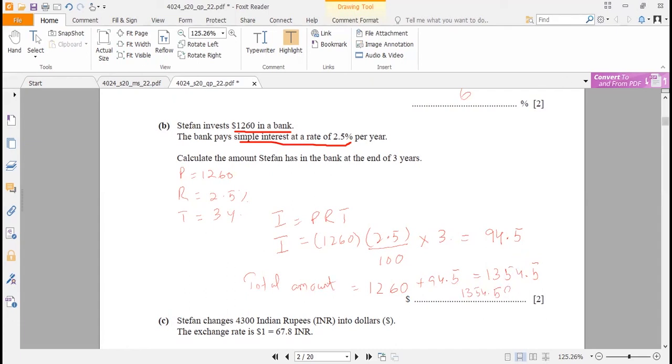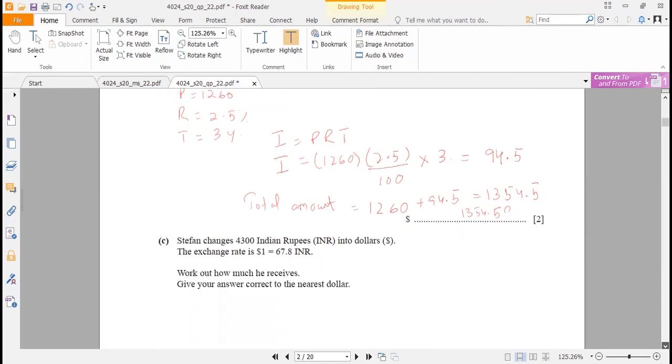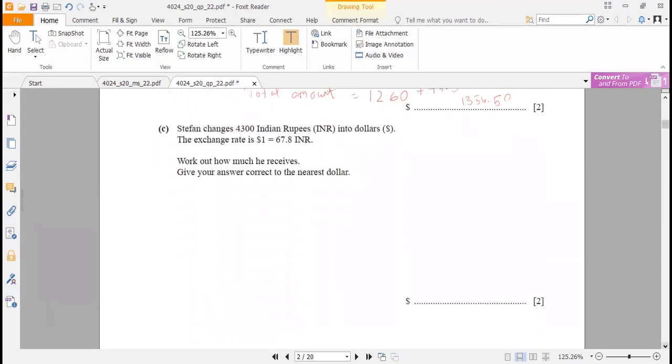Now let us move towards the next question, part C. Stephen changes 4,300 Indian rupees into dollars. The exchange rate is $1 equals 67.8 INR. Basically, we have to convert 4,300 Indian rupees into dollars. For this we can use the unitary method. It's quite simple.